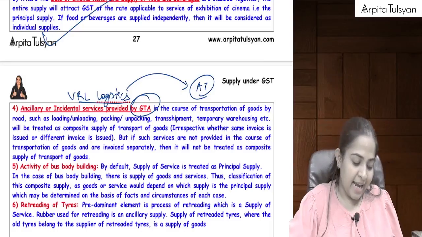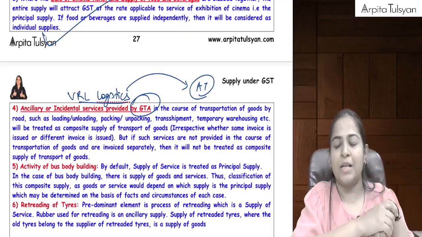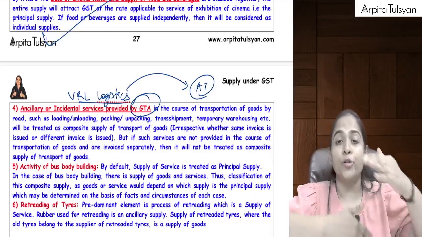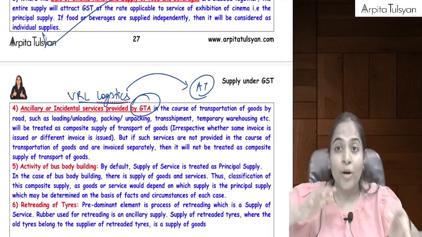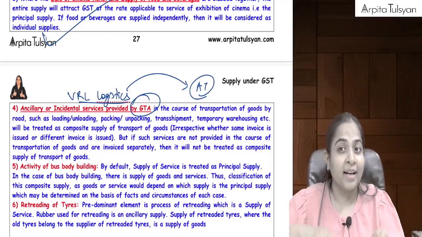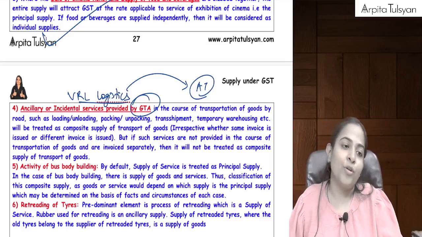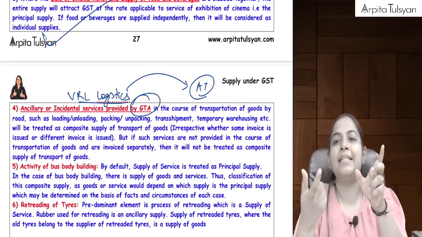So they tell me that, Arpita ma'am, we will collect the goods from your premises and we will transport it to some other place. I said okay. Then they asked me, do you also want us to do some packing of your goods? They asked me, do you also want us to do loading and unloading of your goods from the truck and to the truck, etc. I said yes, otherwise who will do? So they are providing me, along with transportation services, some ancillary services also.